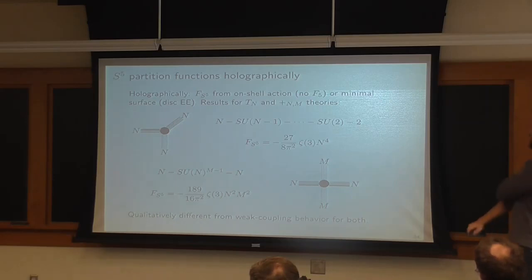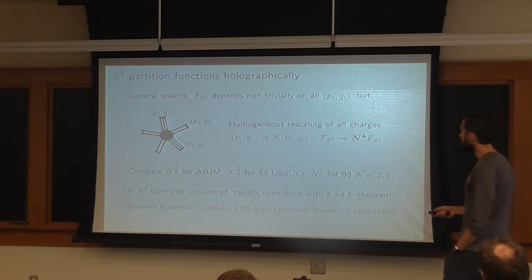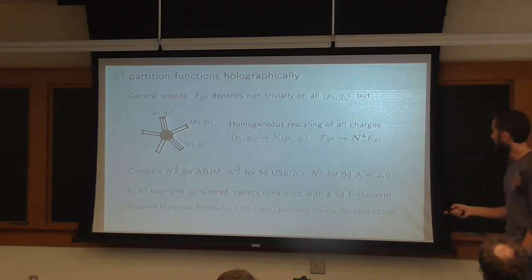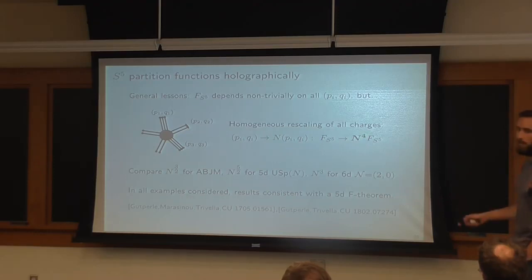Good. So these are two specific examples. Once you have holographic dualities, you can make specific predictions. And that's what we're doing. There are also some general lessons which we can draw from the holographic perspective. You get to pick your favorite junction, and then the free energy, of course, depends non-trivially on all the charges that make up the intersection. But what I can say is if you do a homogeneous rescaling of all the external 5-brane charges, you get a quartic scaling of the partition function. So in this case, you rescale all charges by the factor n, and you get an n to the 4.